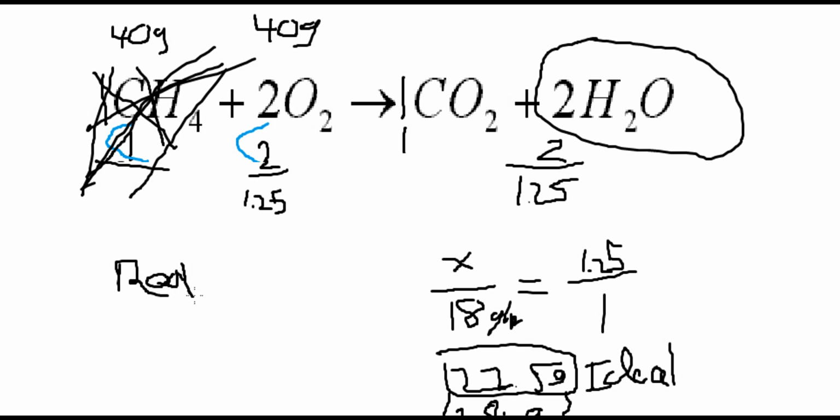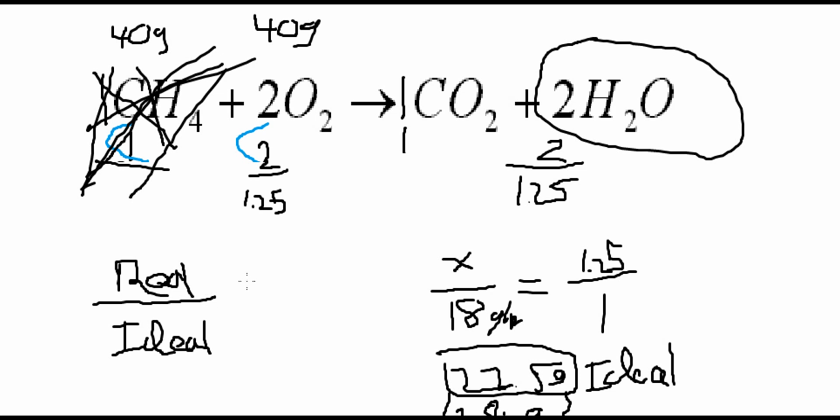Excuse my terrible handwriting. It's very hard to do this on the computer. So real over ideal, and real meaning the number that you get in the lab. So let's say our ideal number is 22.5. That's what we expect to get. But after doing the lab, we find that we only got 20 grams. So the real would be the 20 grams because that's what we actually got. And 22.5 would be the ideal because that's what we expected to get.